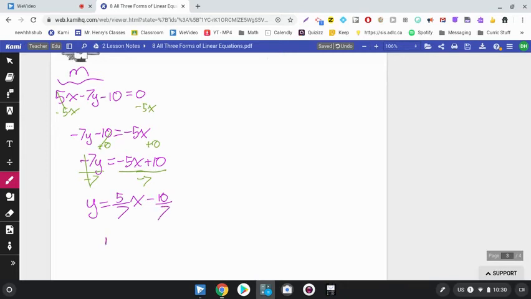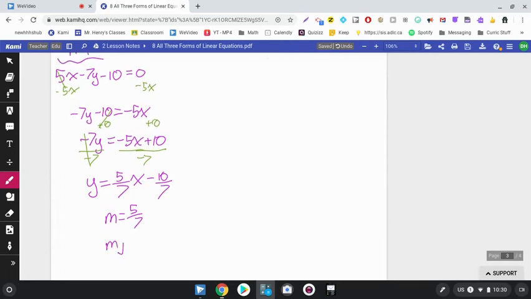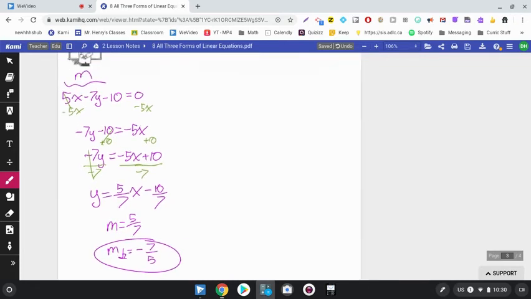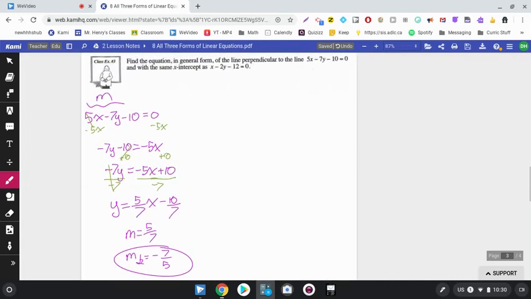Okay, so my slope of that thing is 5/7, but I don't want that slope. I want a perpendicular slope, the negative reciprocal. So my slope is negative 7/5. All right, fantastic. Now I need to find a point. And this is where we have to be really careful.